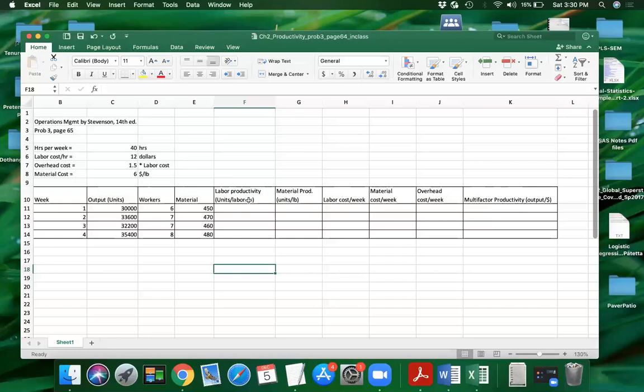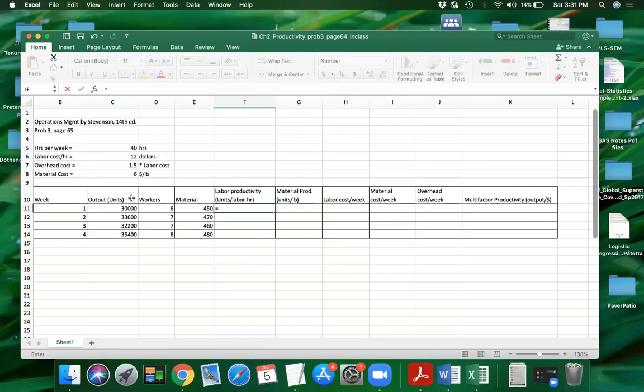So we want to make sure that our labor input, our material input, and our overheads are all in the same unit, and often that unit will be dollars. We're going to calculate those 3 inputs separately in terms of dollars, and then we'll use these 3 inputs to calculate our multi-factor productivity. So that's a little background. Let's get going. First is the labor productivity in terms of units per labor hour. This is how we will calculate it.